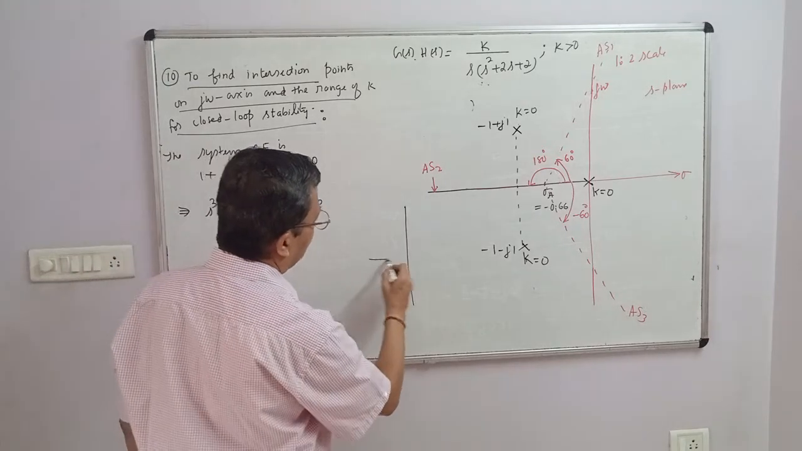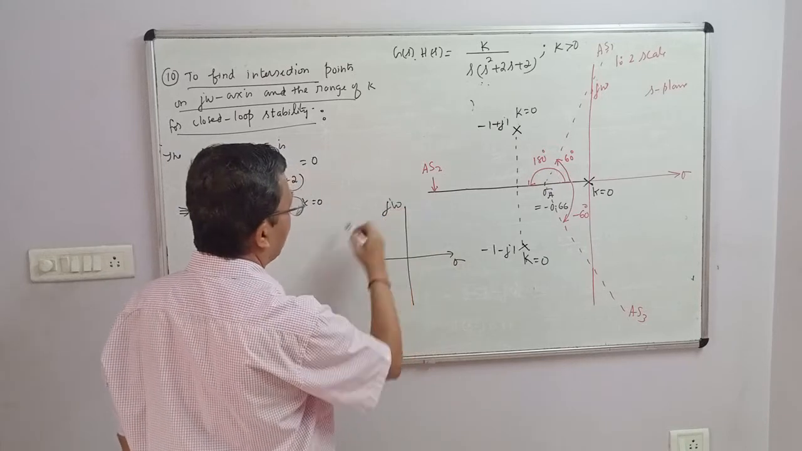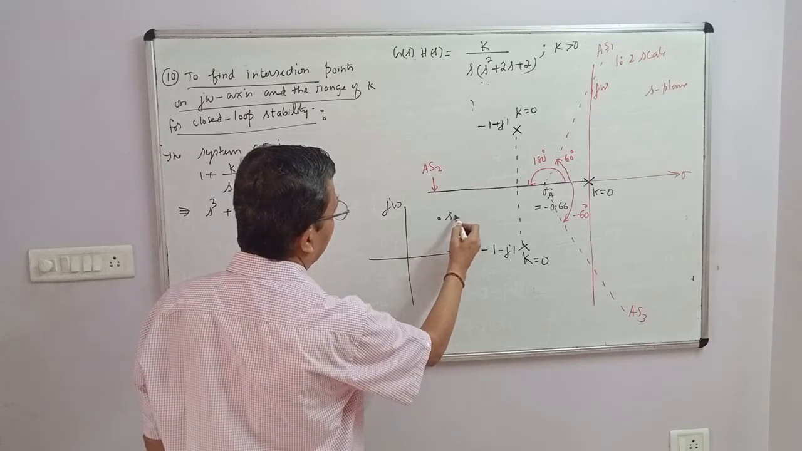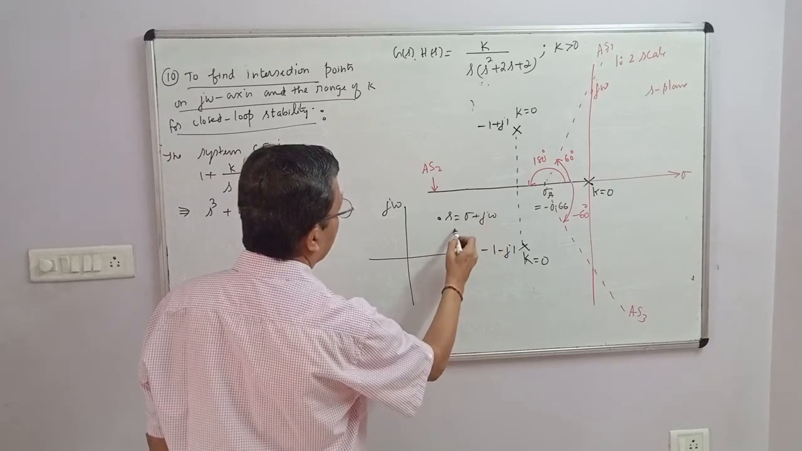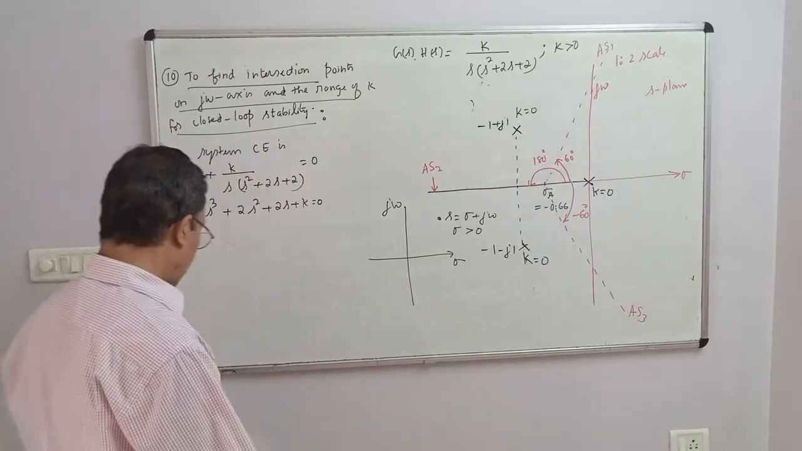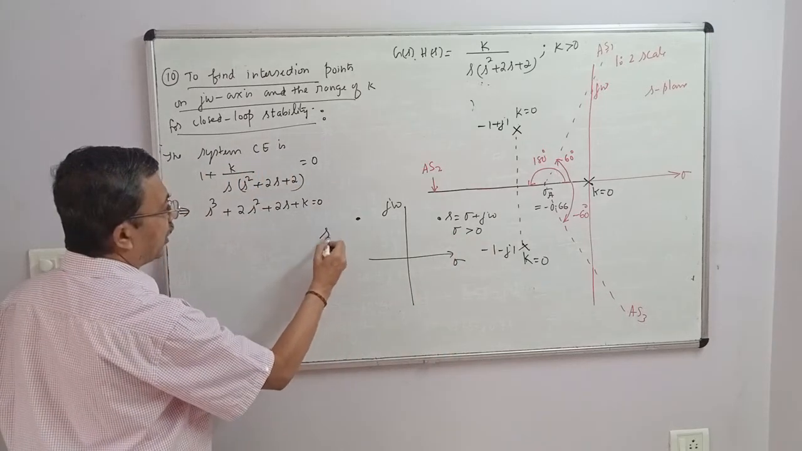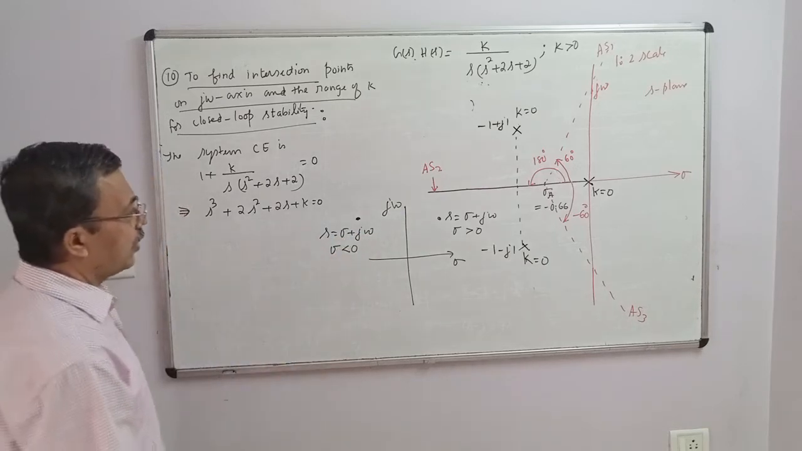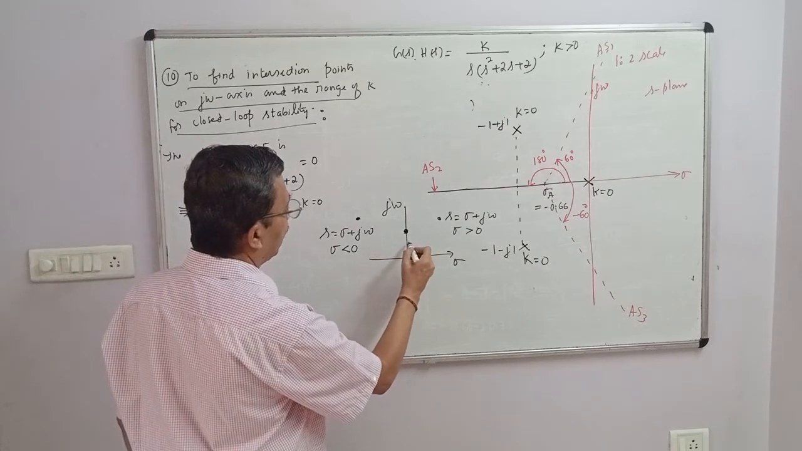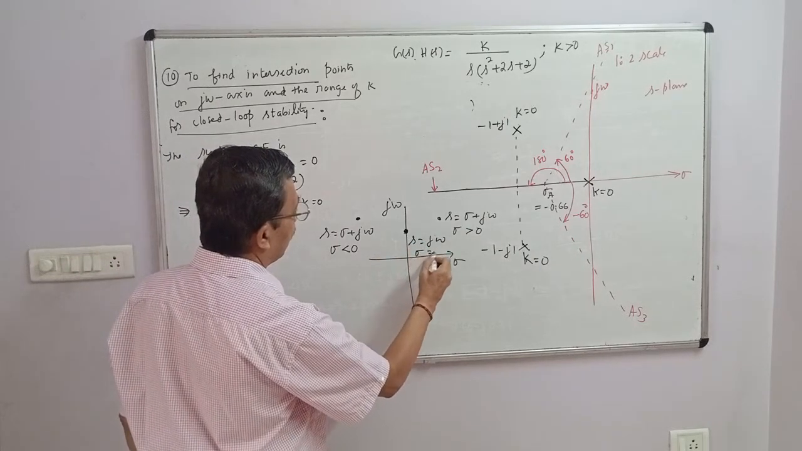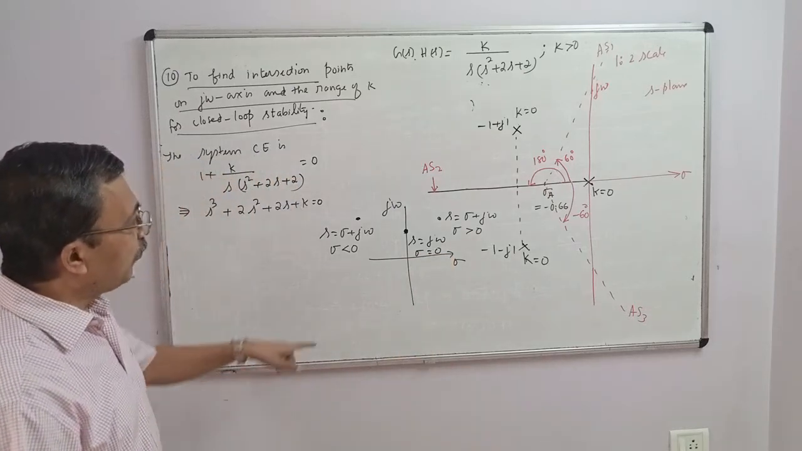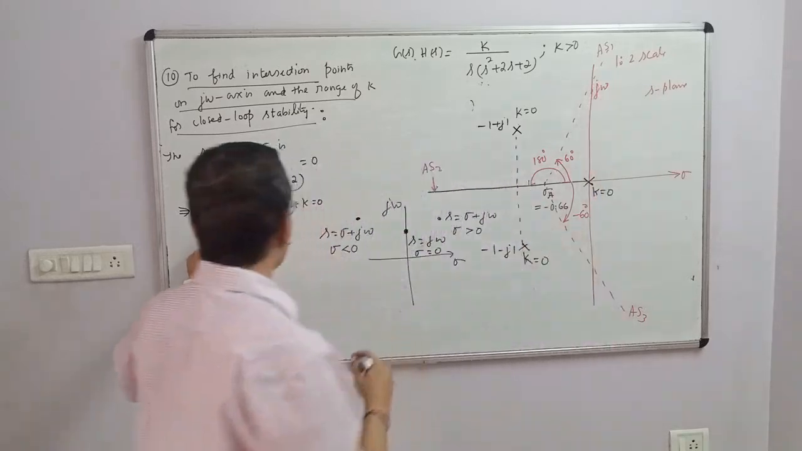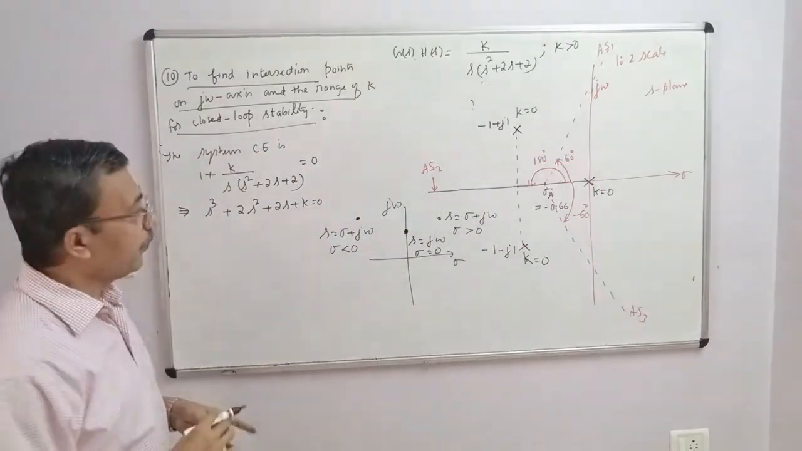S plane, as I said, is a complex plane having real axis sigma, imaginary axis j omega. You take a point on the real axis, on the right hand side. S is equal to sigma plus j omega, sigma is greater than 0. You take a point on the left side. Again S is equal to sigma plus j omega, but sigma is less than 0. You take a point on the imaginary axis. S is j omega, and sigma is 0. So if you want to find intersection point on j omega axis, you have to put S equal to j omega.